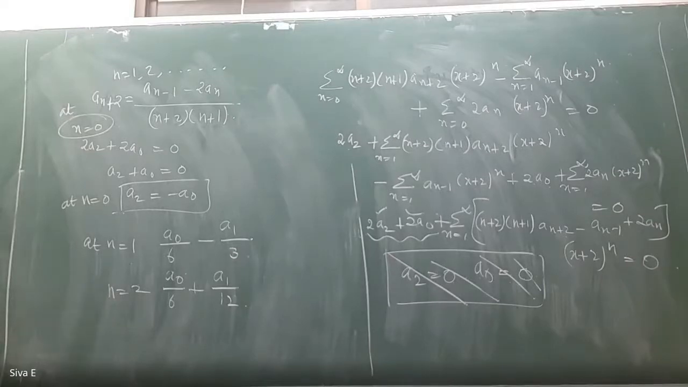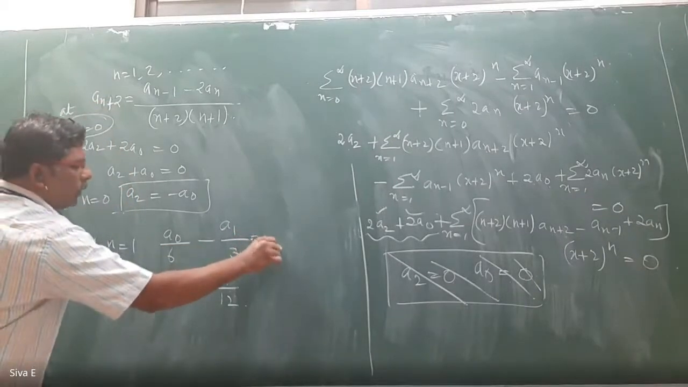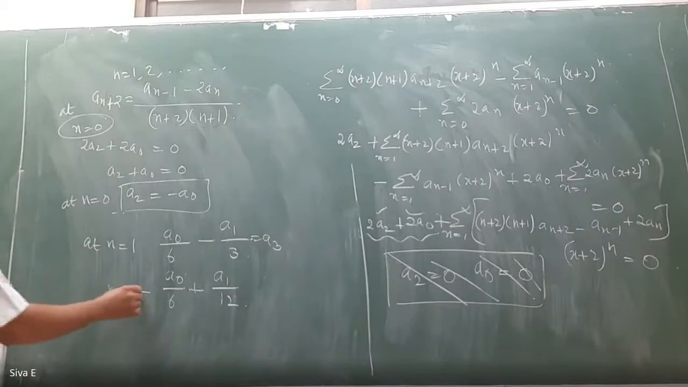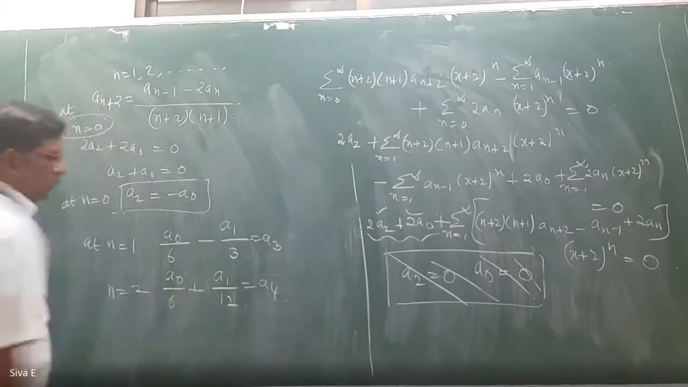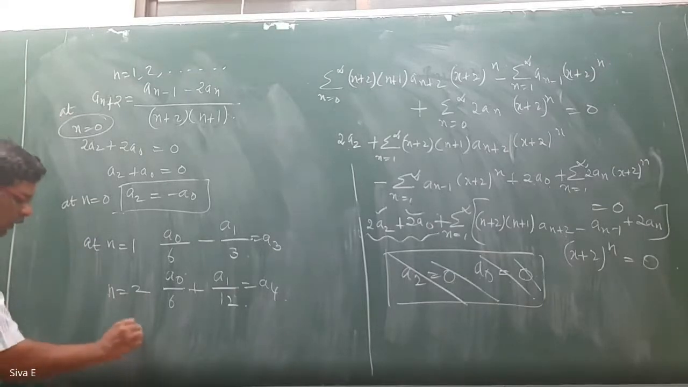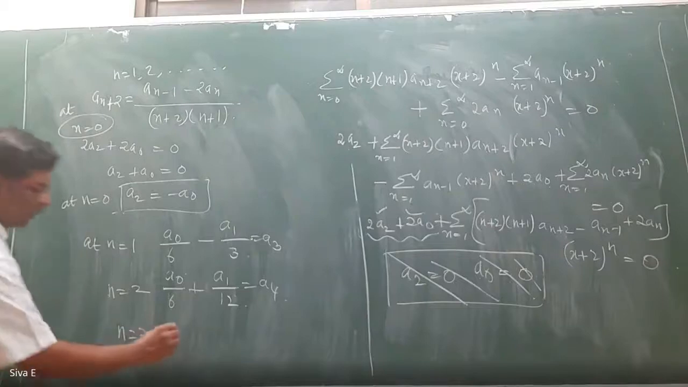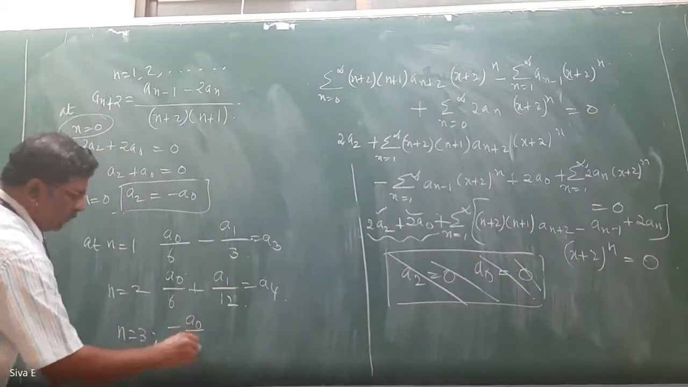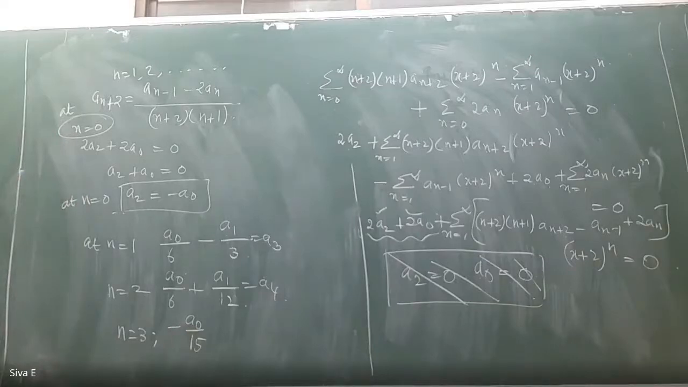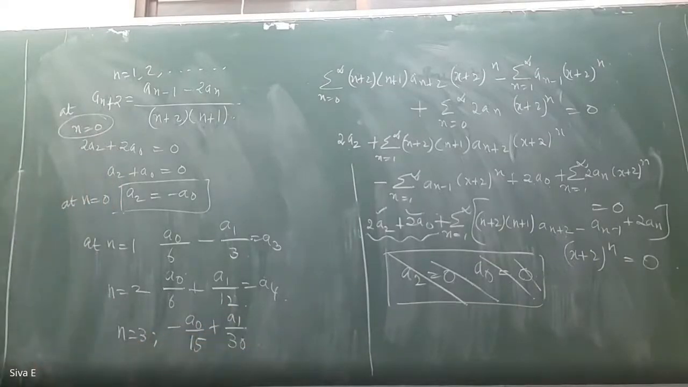When n equal to 1, it is a3 value. When n equal to 2, it is a4. For n equal to 3, I skip some steps and write directly: minus a0 by 15 plus a1 by 30. You can calculate it afterwards.